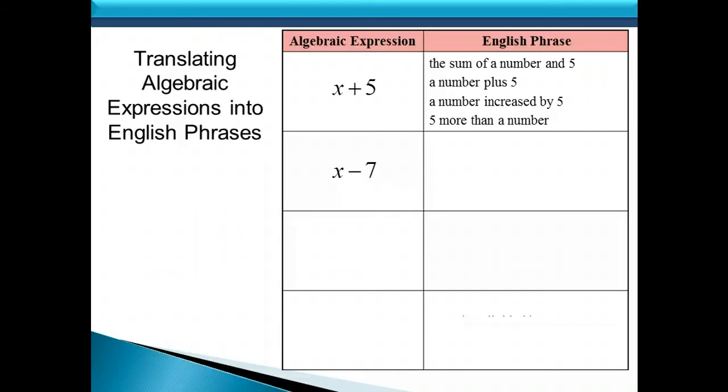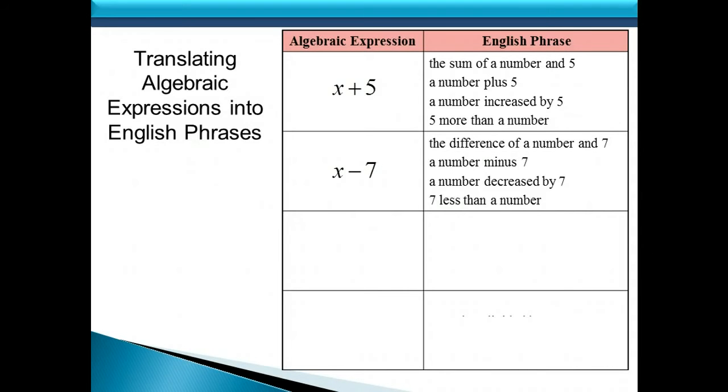Here's another one, x minus 7. Here we have subtraction, so think of all the different words and phrases that we can use for subtraction. So we could say that this is the difference of a number and 7, a number minus 7, a number decreased by 7, or 7 less than a number. Notice that the order is reversed on the last phrase here, 7 less than a number, because it would be incorrect to say a number less than 7 when it's really the 7 that's being subtracted from the x.